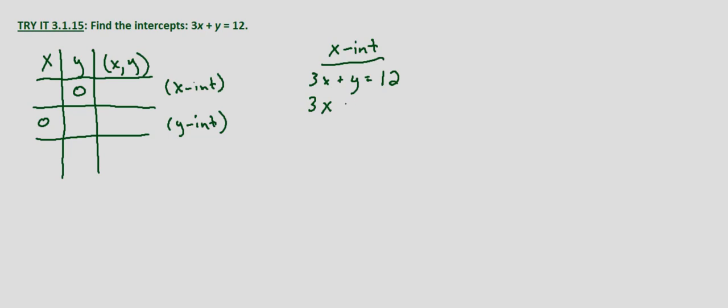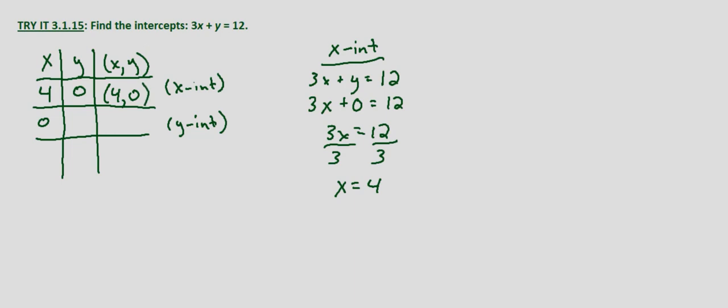So 3x plus 0 equals 12. 3x equals 12. Divide both sides by 3. And we get x equals 4. So when y equals 0, x equals 4. So our x-intercept is 4, 0.